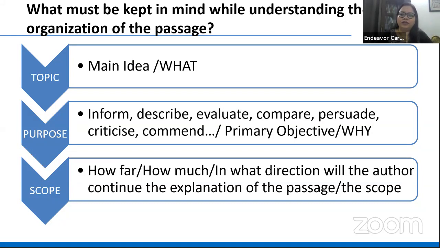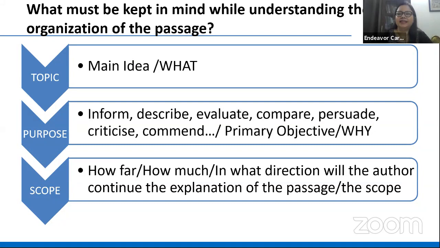The purpose of the author: why has he written this? The primary objective. Is he merely informing, describing, comparing, persuading, criticizing? The why of it, which enables us to understand the scope of the writing. That is, how far is the author going to explain this idea? How far is he going to take this? Or in what direction is he going to take this? What are the things that the author is going to describe or explain in this passage, right?